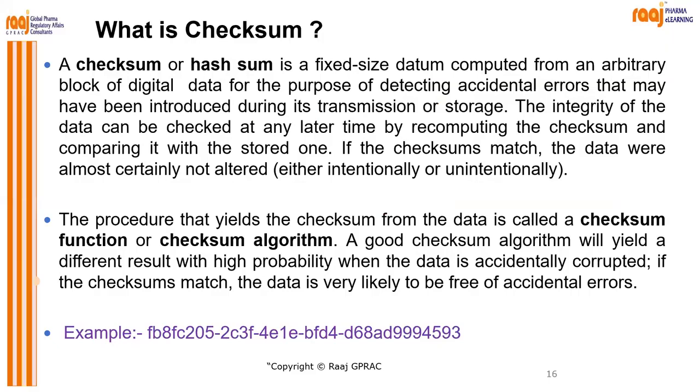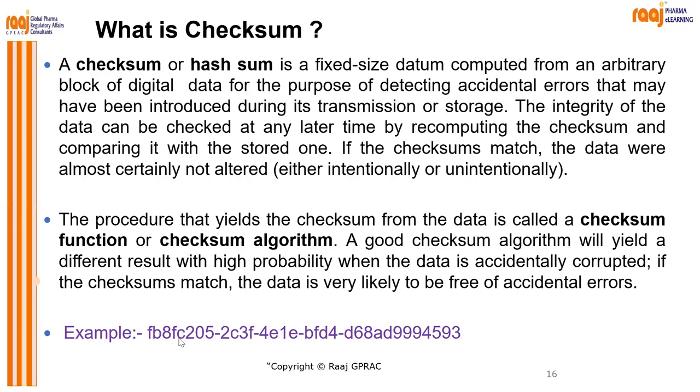Then there is a word called checksum. Checksum is also called a hash sum, and it is a fixed size datum computed from an arbitrary block of digital data for the purpose of detecting accidental errors that may have been introduced during its transmission or storage. So the integrity of the data can be checked at any later time by recomputing the checksum and comparing it with the stored one. You might have seen that whenever you store any file, an automatic temp file is generated. Even if you save your Word file, XML, or Excel file in your computer, there is always a temp file generated. So when you are handling huge data in CTD or eCTD format, checksum plays an important role.